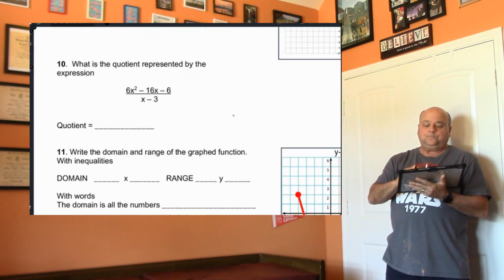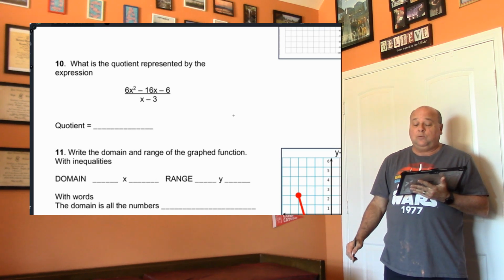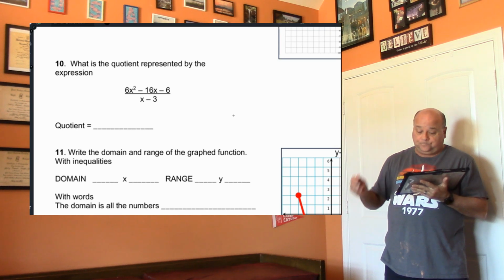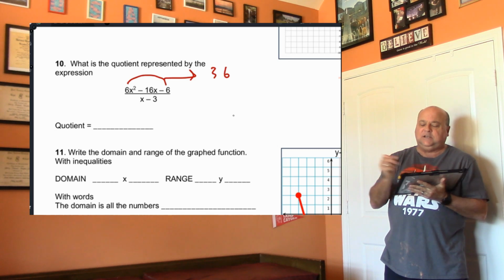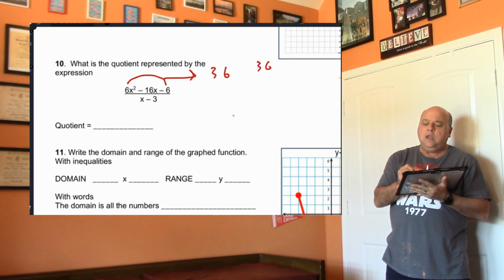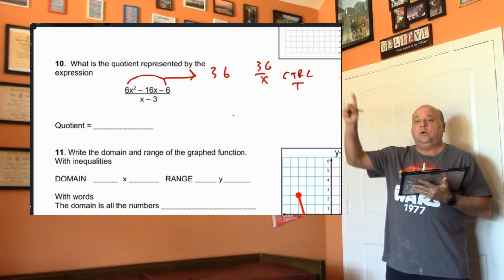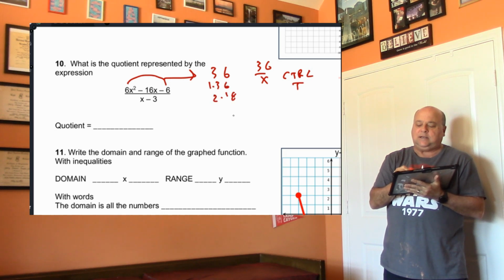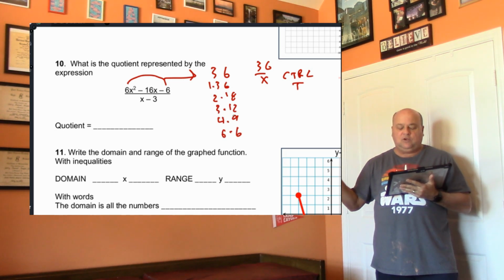Number 10. This one is not easy. This is going to be rough. You're going to have to factor this to get the right answer. There's no other way, so let's see if we can factor. We're going to take the 6 and multiply it by 6 and get 36. If you graph 36 divided by x and hit Control T, it will give you all of the factors. The factors are 1 and 36, 2 and 18, 3 and 12, 4 and 9, and 6 and 6. That's everything that multiplies to give you 36.